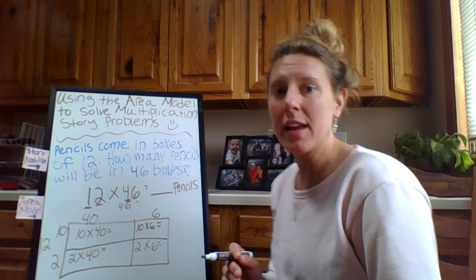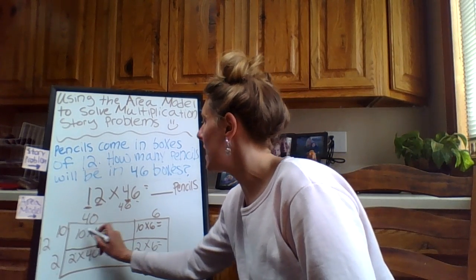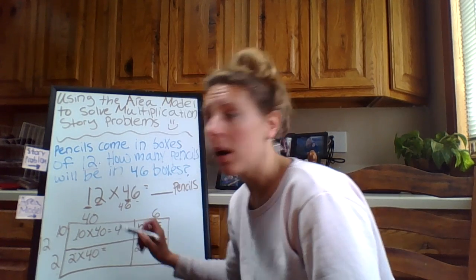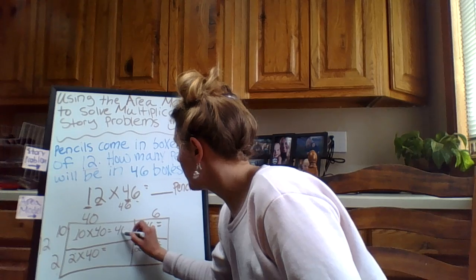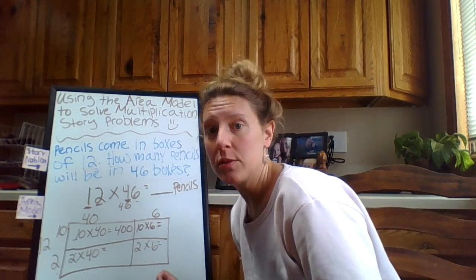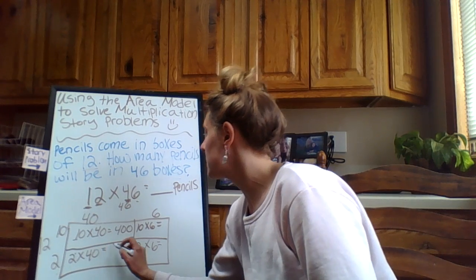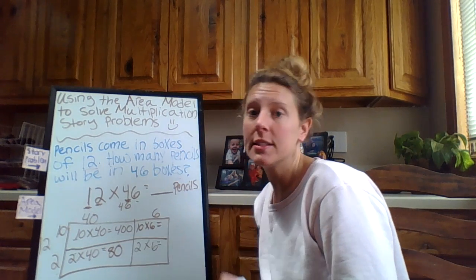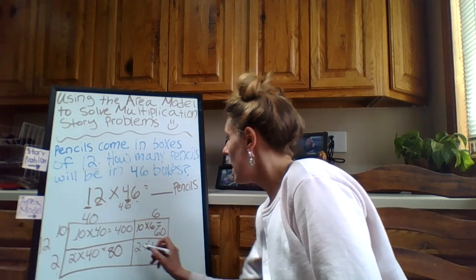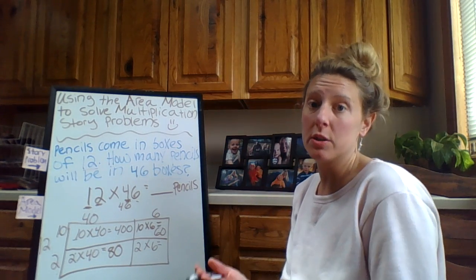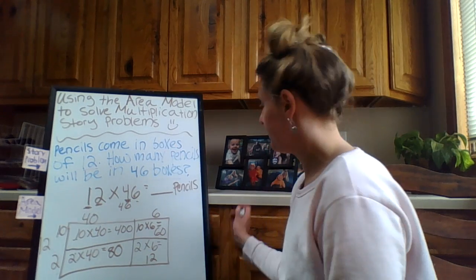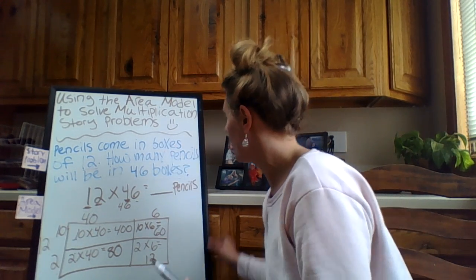So now I can go back and find my products. 10 times 40, I can do 1 times 4, which is 4, and then just add the 2 zeros to get 400. 2 times 40, I can do the same thing. 2 times 4 is 8, and then I can add the 0. 10 times 6, we know is 60, and then 2 times 6, that's also an equation we should just know, is 12.